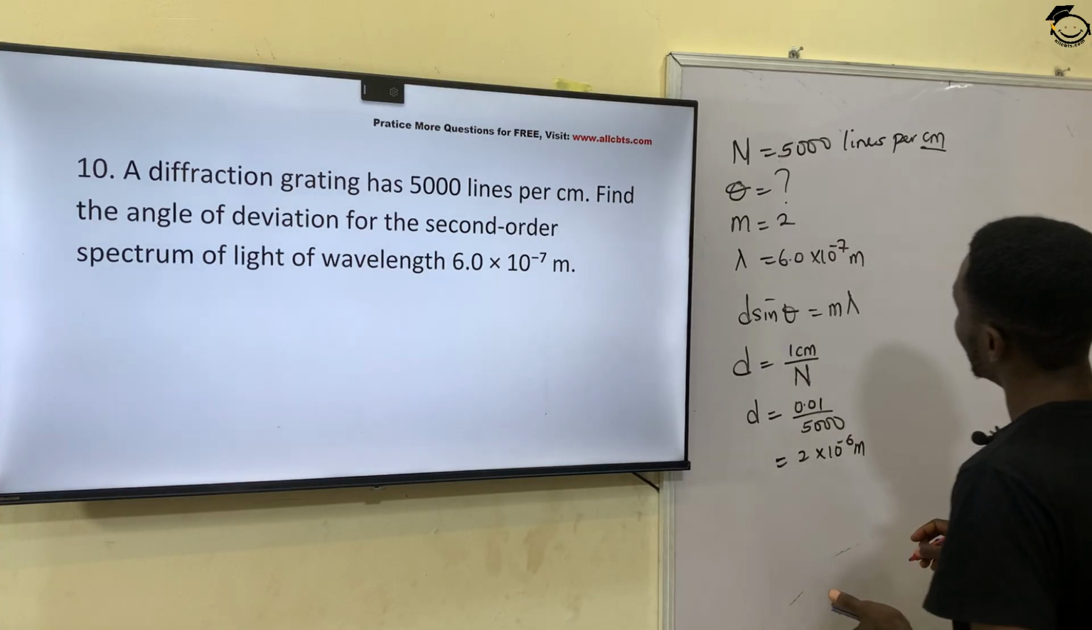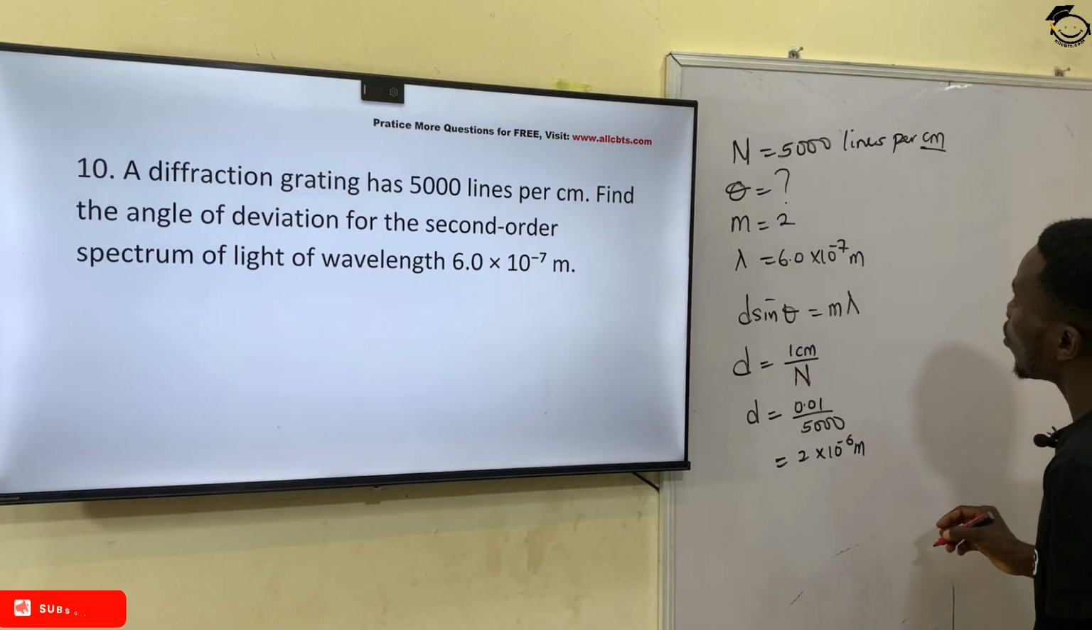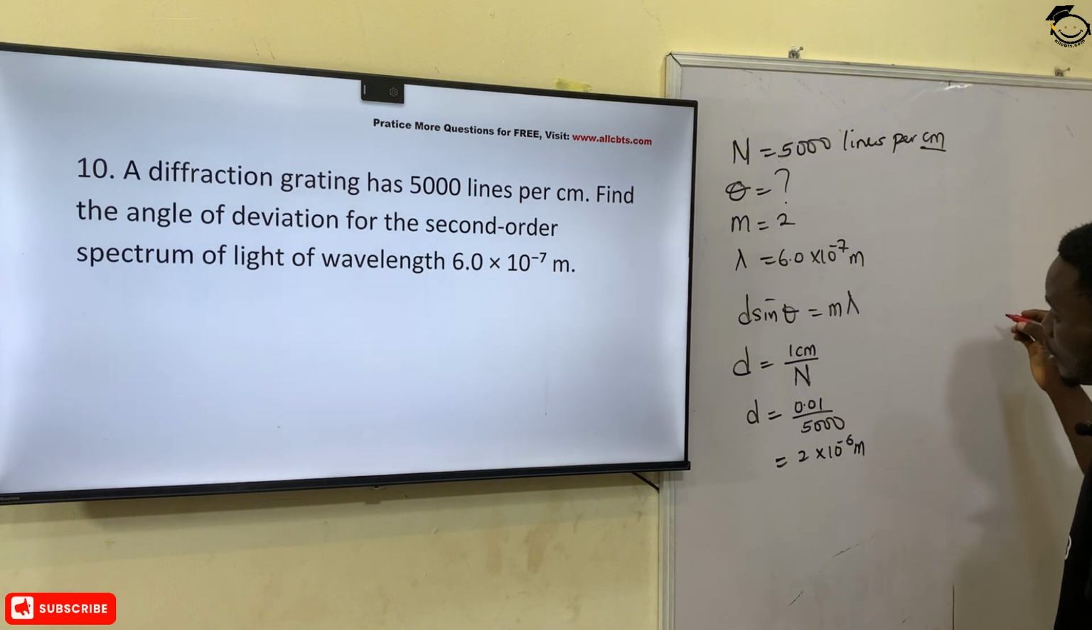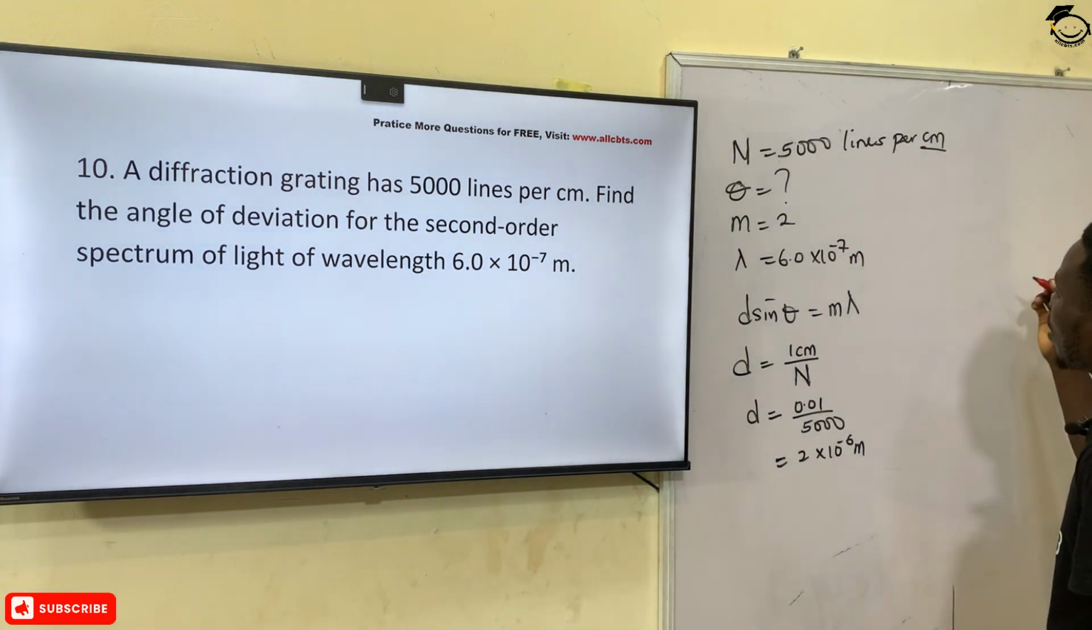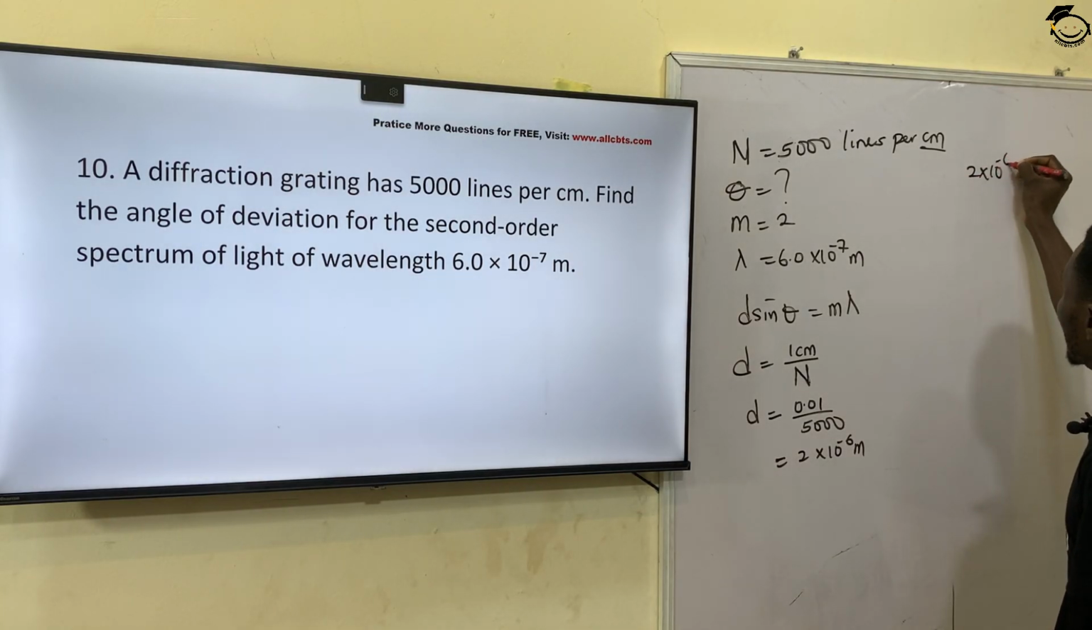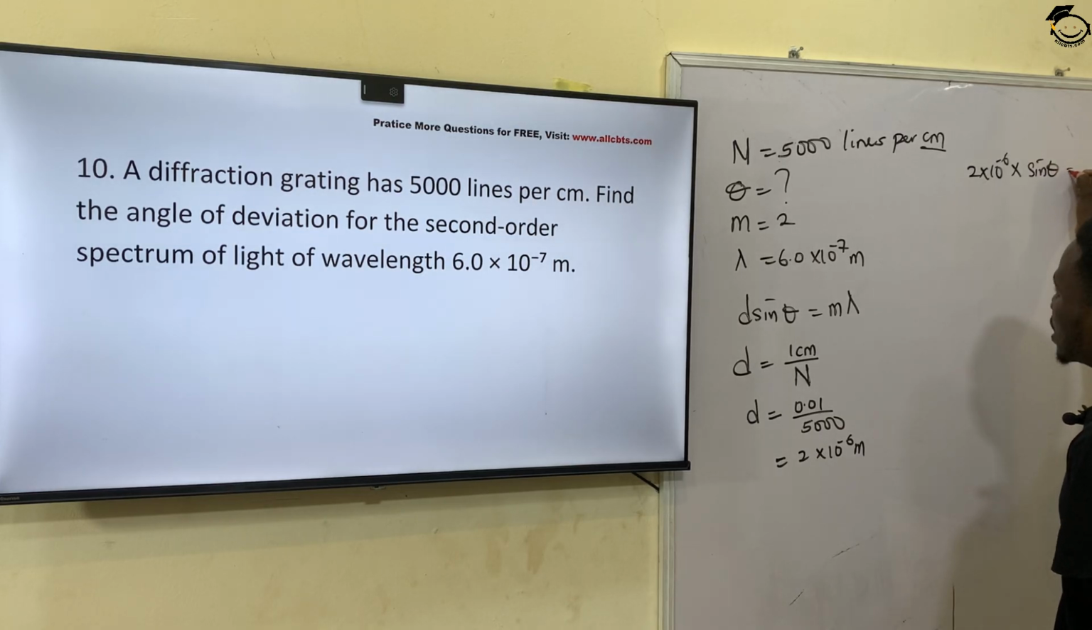So now that I've gotten my d, I will use that to find out what my angle of deviation is. If I just input this into our formula, d is 2 times 10 raised to the power minus 6 times sine theta is equal to m, which is 2, times lambda, which is 6 times 10 raised to the power minus 7.